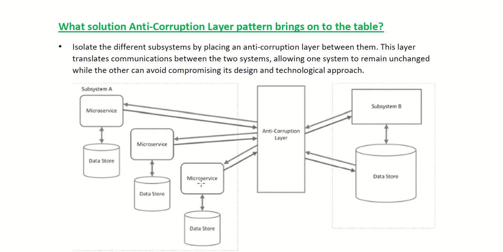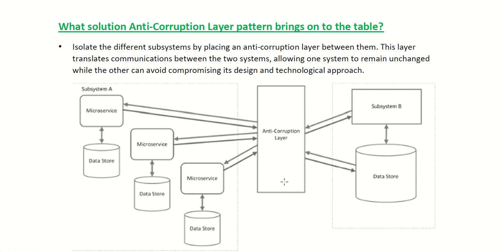Isolate the different subsystems by placing an anti-corruption layer between them. This layer translates communication between the two systems basically. If you take the example here, subsystem A is a modern system which implements microservices architecture, and think of subsystem B as some legacy service. So that's what they are saying. Isolate the different subsystems by placing an anti-corruption layer between them. This layer translates communication between the two systems, allowing one system to remain unchanged while the other can avoid compromising its design and technological approaches.